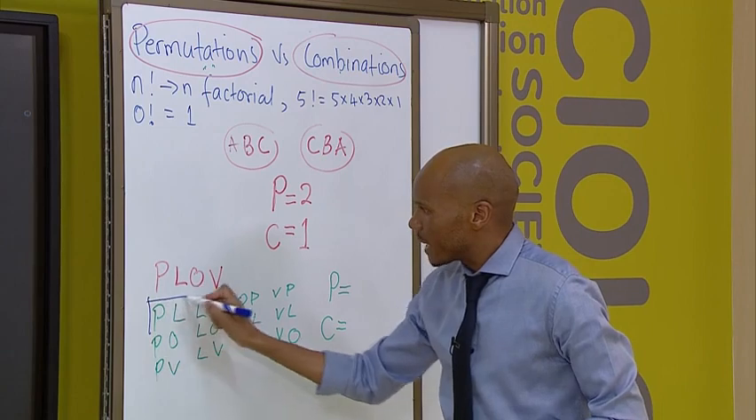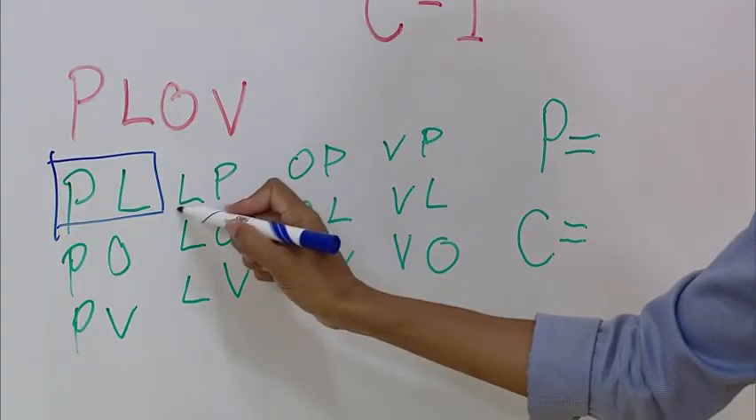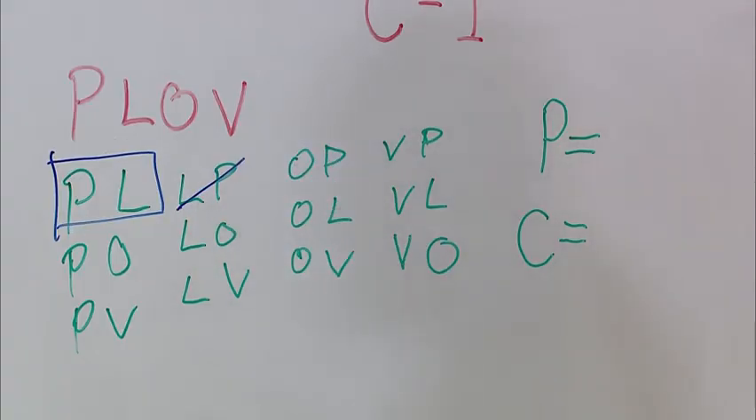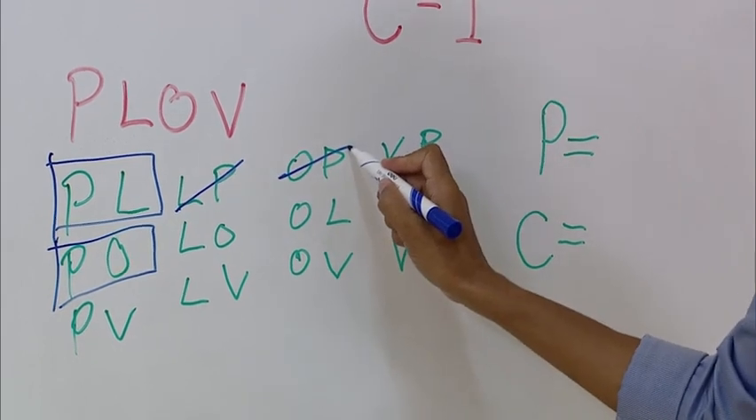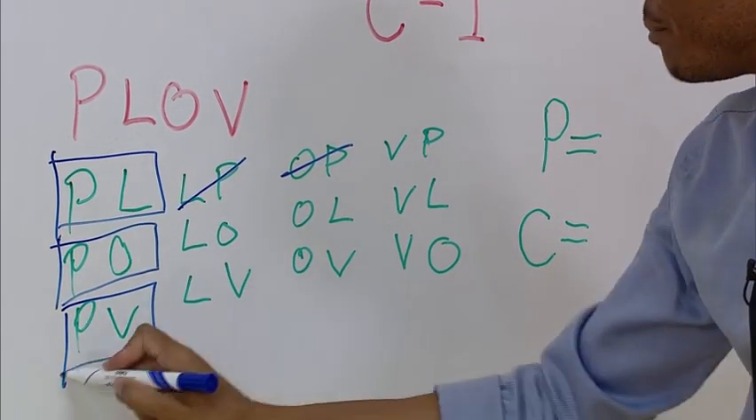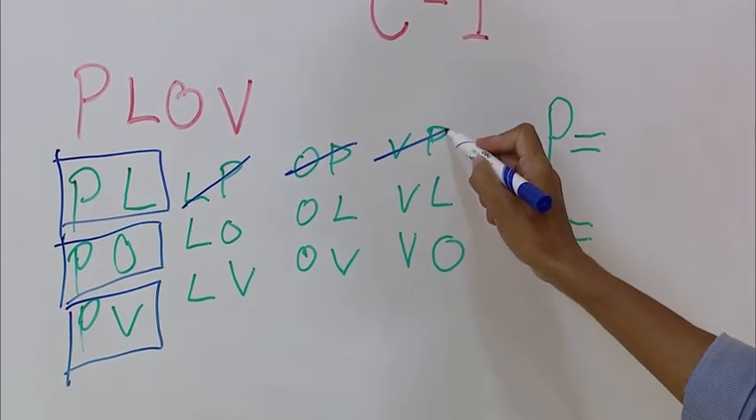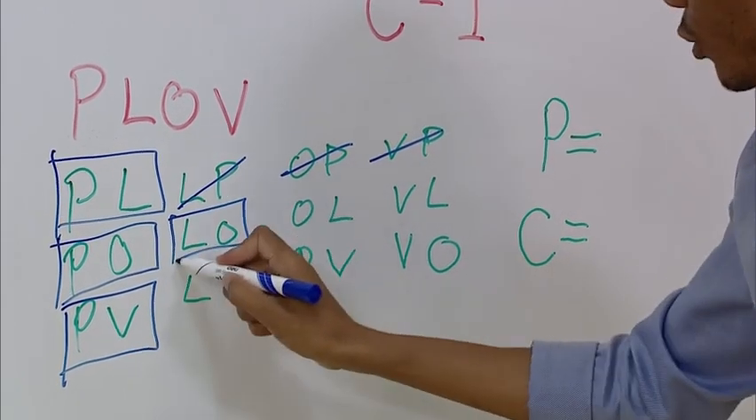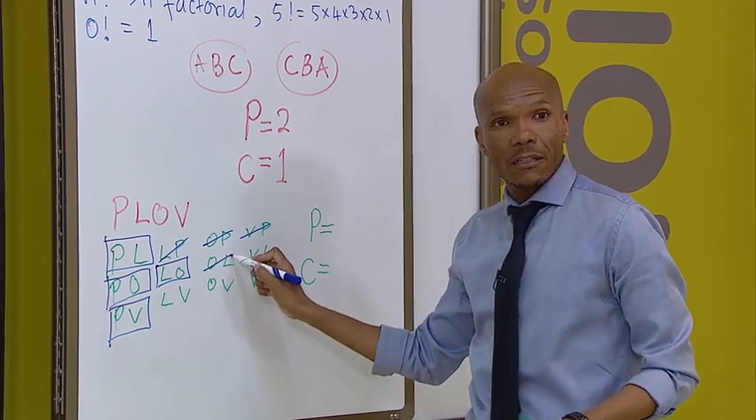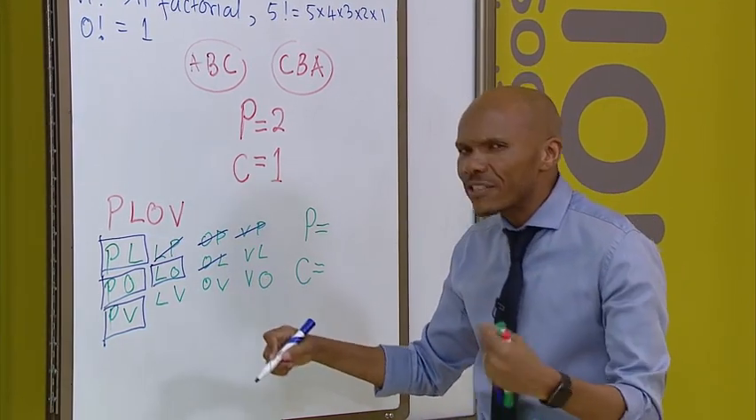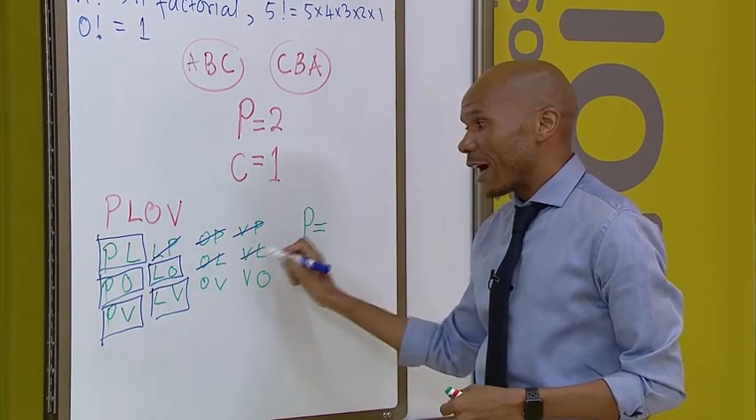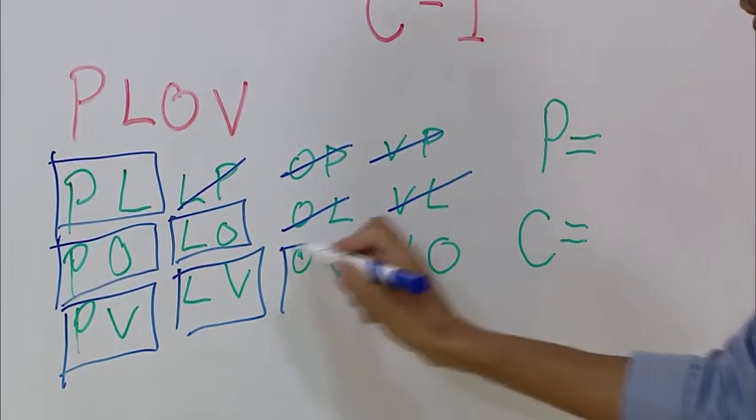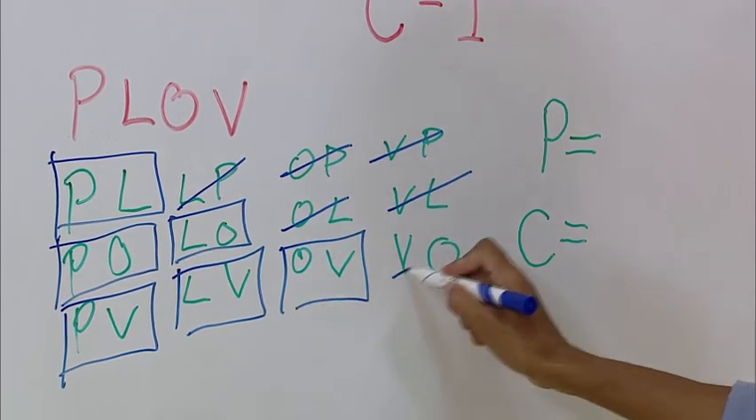So if I choose here PL, I don't need LP because it's still the same combination of L and P. If I choose PO, I don't need OP. And if I choose PV, I don't need VP. If I choose LO, I don't need OL. So I'm cancelling out all the repeating combinations. And if I choose LV, I don't need VL. And if I choose OV, I don't need VO.